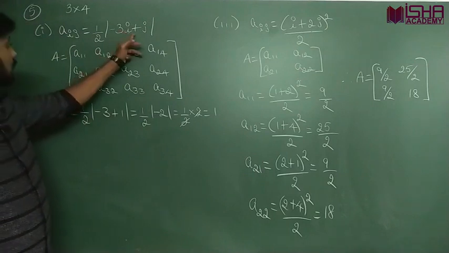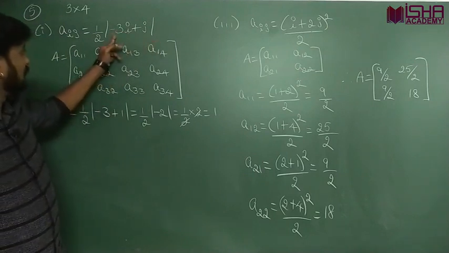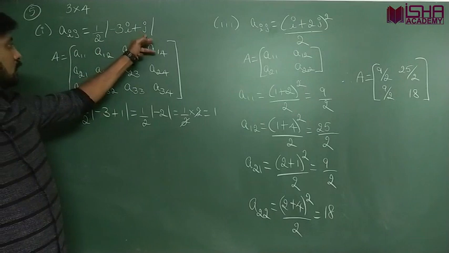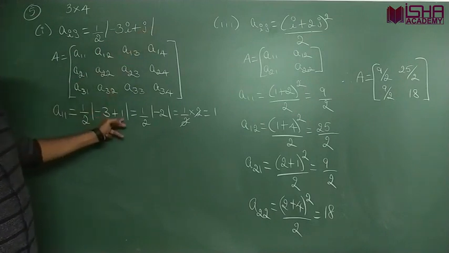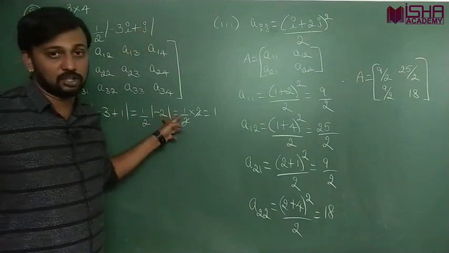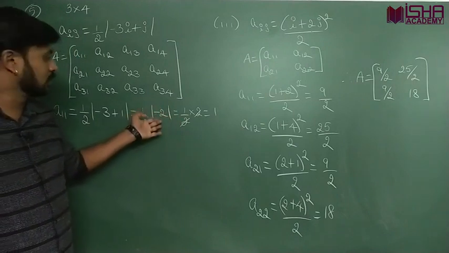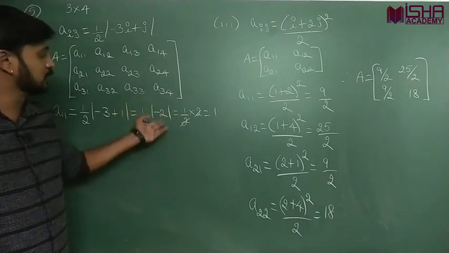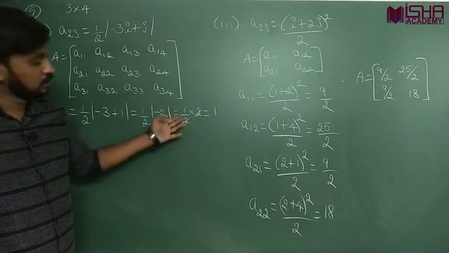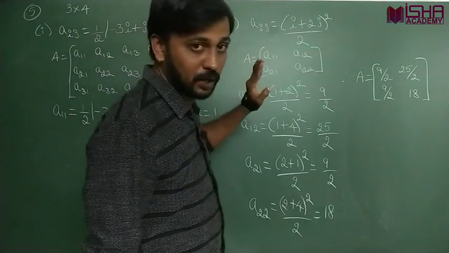So put i equals 1, j equals 1. So minus 3 into 1, minus 3, plus j, if you put 1, that is 1. Minus 3 plus 1 is minus 2. We know, you studied last year, the modulus function definition. So negative becomes positive. So modulus of minus 2 is nothing but plus 2. So the 2 cancels, and the answer is 1.